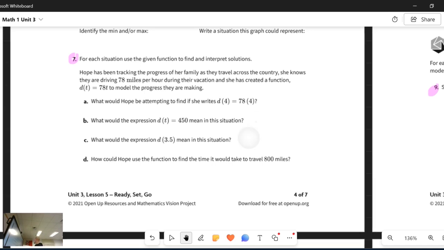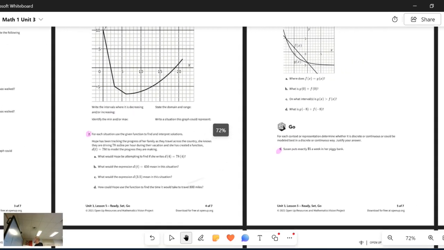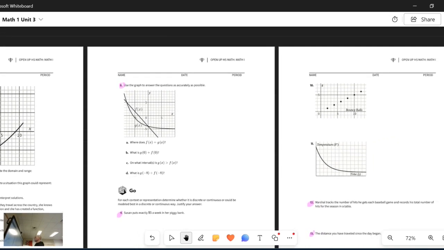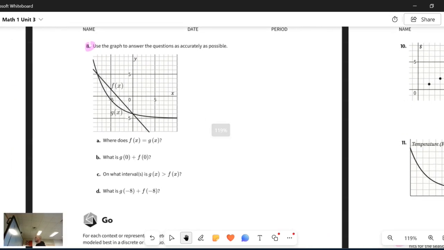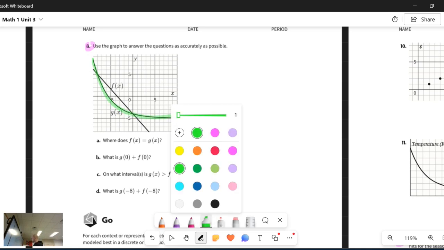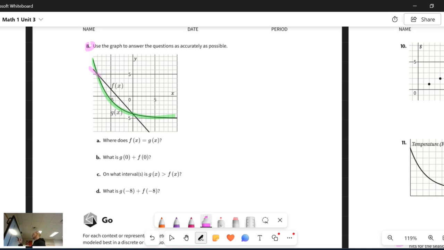Cool. And then there's problem 8, which I am not going to talk you through, so I apologize for that. We've got two functions, f of x and g of x. Just for the sake of everything, we'll say that g of x is our exponential, and f of x is our linear. So pink. What we're looking for here is, where is f of x equal to g of x?